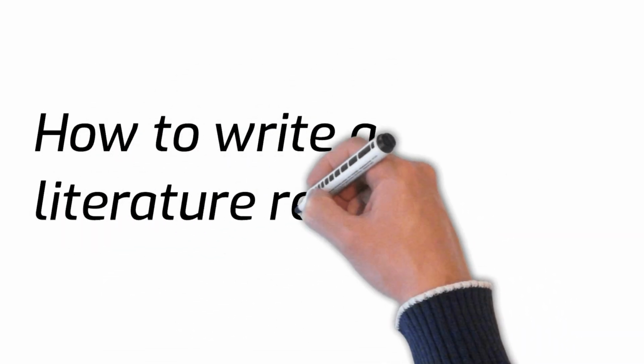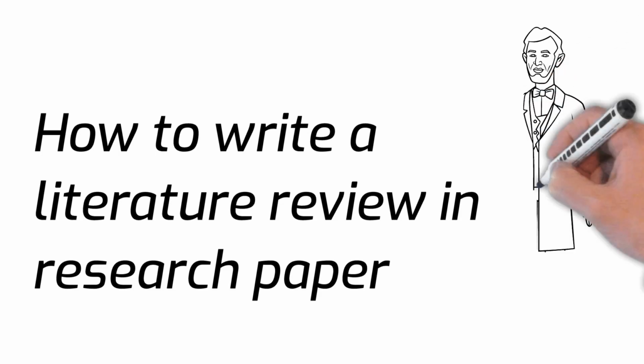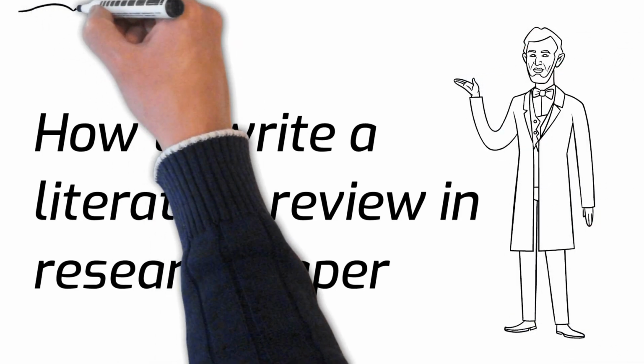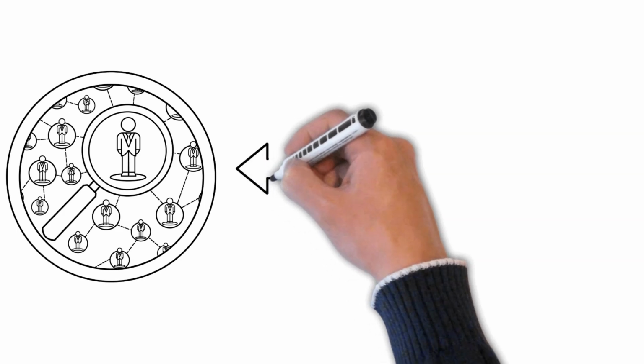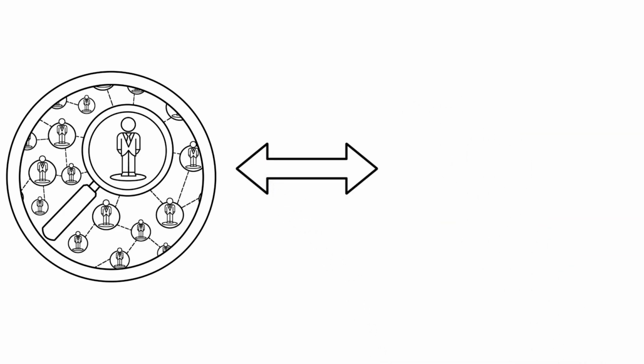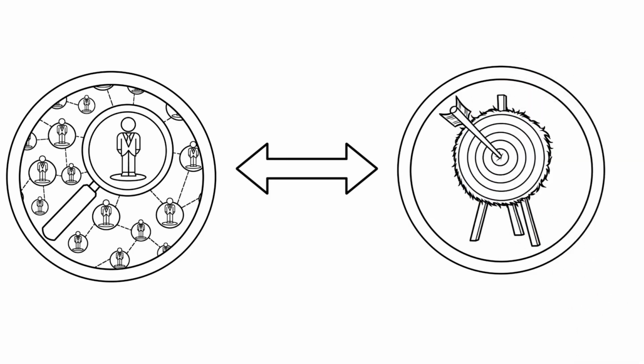A literature review is a critical analysis of published sources that provides an overview of the research conducted in a particular field. It helps to identify and evaluate the strengths and weaknesses of the previous research, offering insights into gaps or contradictions in existing studies. Here are some steps on how to write a literature review in a research paper.